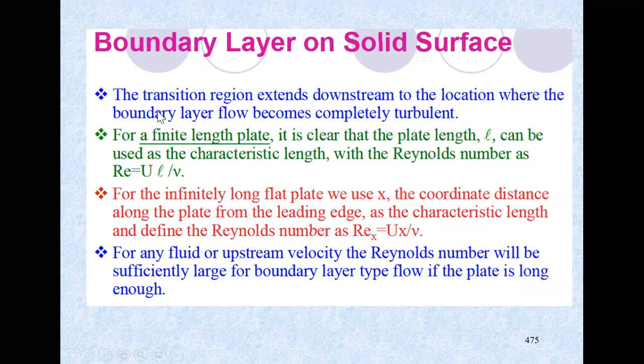Some definitions on the boundary layer of the solid surface. It can be divided into laminar, transition, and turbulent. For a finite length of the plate, L, the Reynolds number is defined as U times L divided by viscosity. For an infinitely long flat plate, we use x. So the Reynolds number becomes the Reynolds number at point x, Ux divided by viscosity.